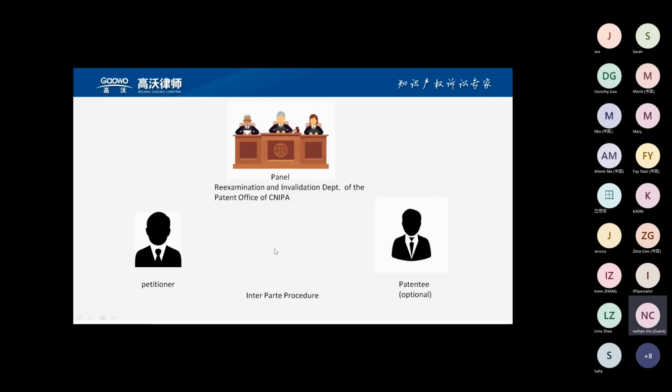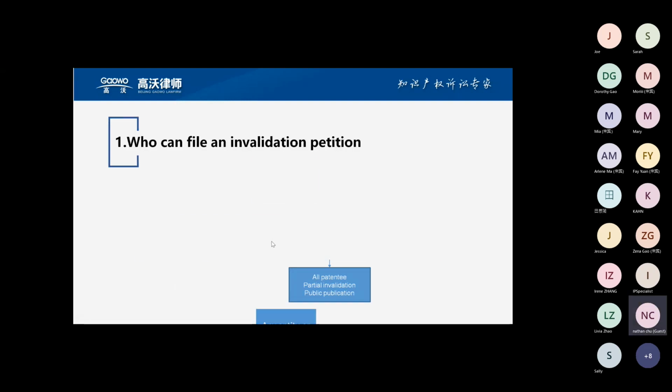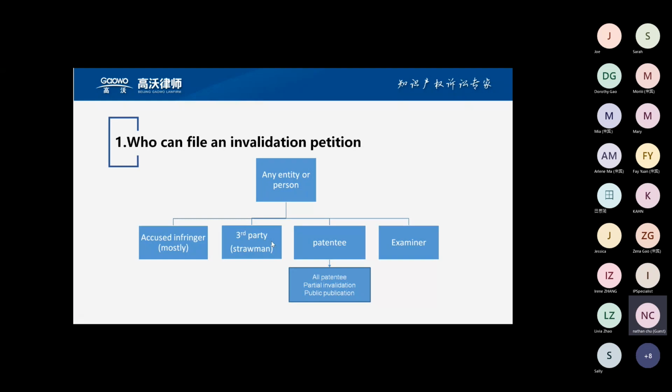Okay, let's move on. So the first question is about who can file an invalidation procedure. In China, any entity or person is eligible to submit an invalidation request, but the person must have the legal capacity for civil conduct. That means the petitioner cannot be a child or someone who has mental illness.